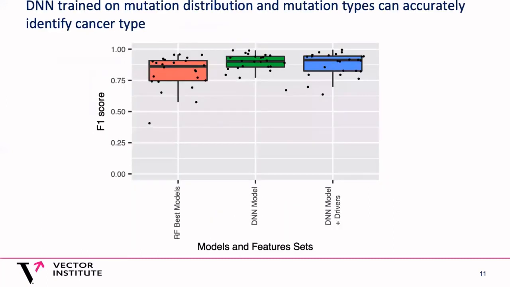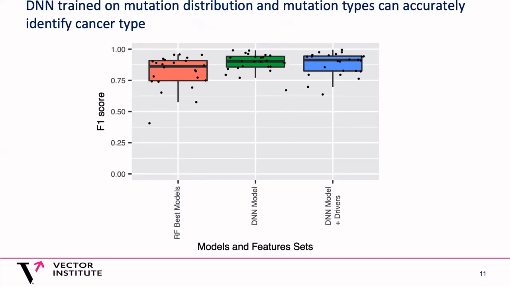Here I'm just showing performance for three of the models, with F1 scores on the y-axis. The individual data points represent the F1 score for each of the 24 cancer types for a given model. The first model was the best possible random forest model, trained on the features I described on the previous slide. Then we have a neural network also trained on those features. And we trained an additional model using those features, but we also added explicit information about which cancer genes or cancer pathways were altered.